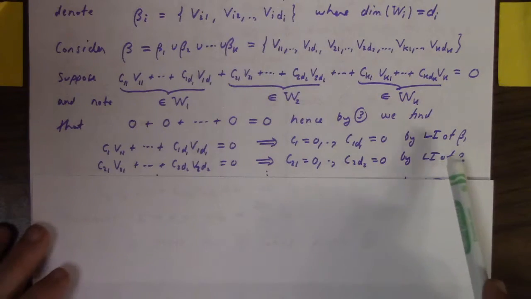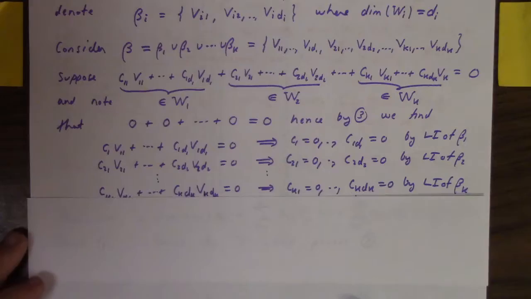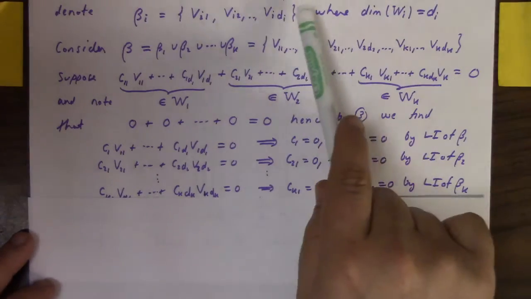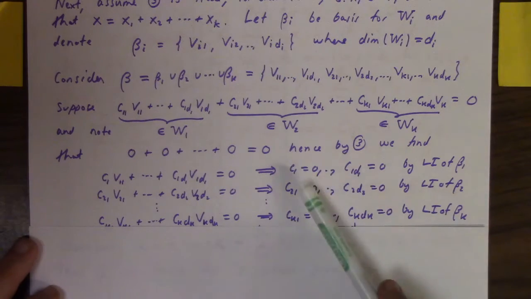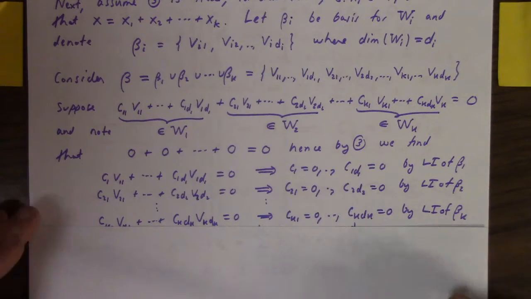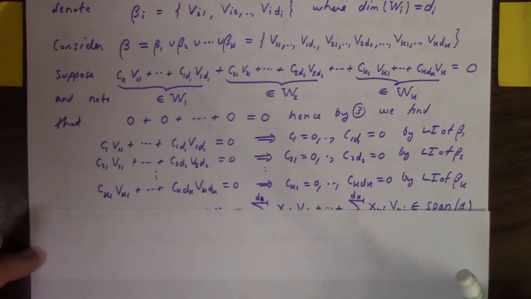But then, by linear independence of the basis beta 1 and beta 2 and so forth and beta k for the subspaces, which we're assuming, right? We assume that beta I was a basis for Wi. Then we get that all these coefficients are 0, so we get the totality of all the coefficients are 0, which says that beta is a linearly independent set.